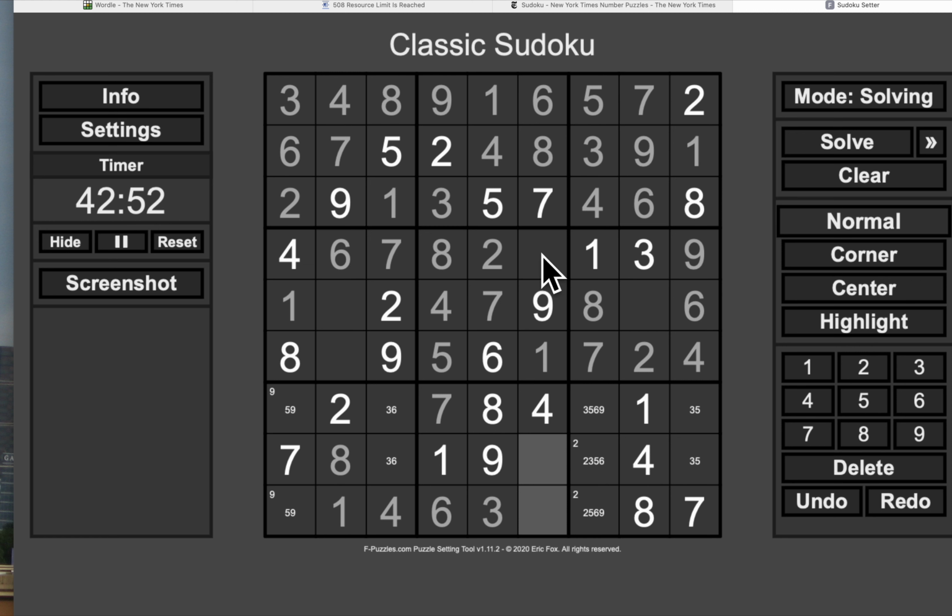1, 4, 6, 7, 8, 9. It says 2, 3, and 8. 2, 3, and 5 in these. This can't be 2 or 3, so that has to be 4. Yep. Well, it may still be 4, but 2, 3 says that's 5. But these are off.